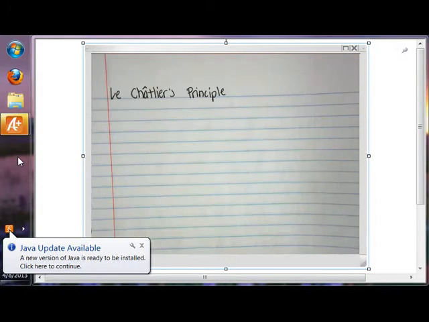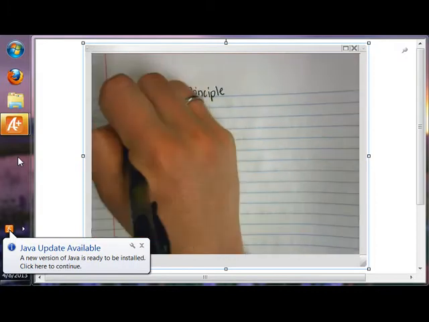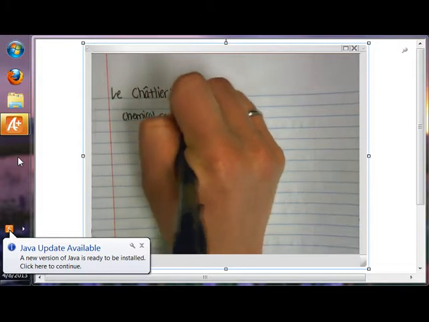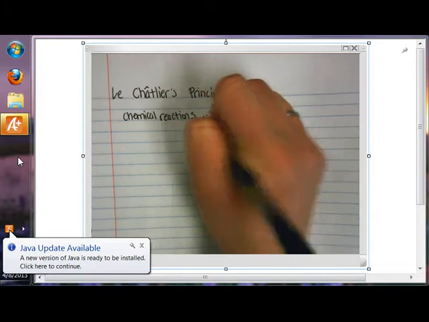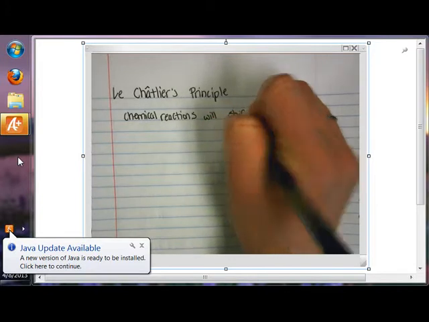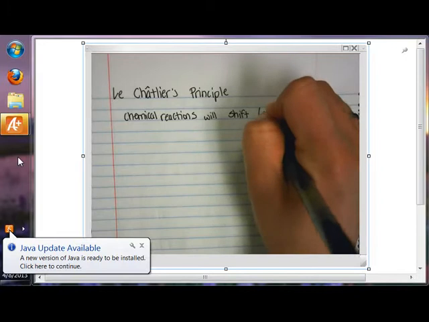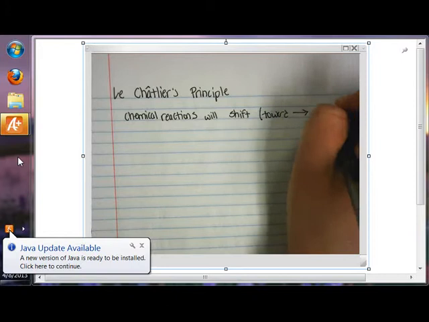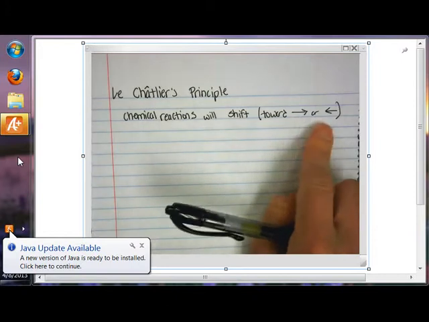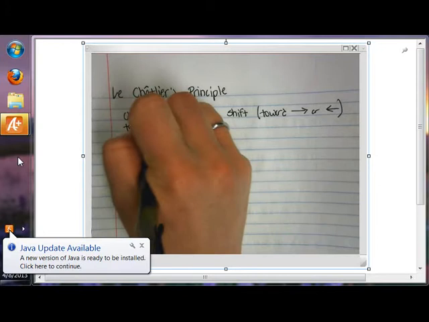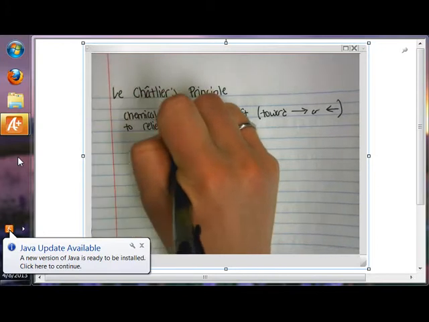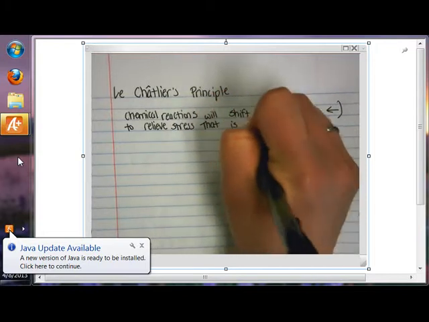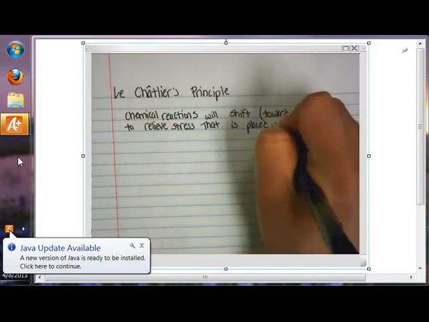So Le Chatelier's Principle basically states that chemical reactions will shift toward the forward or reverse, so I'm using my arrows, to relieve stress that is placed upon them.